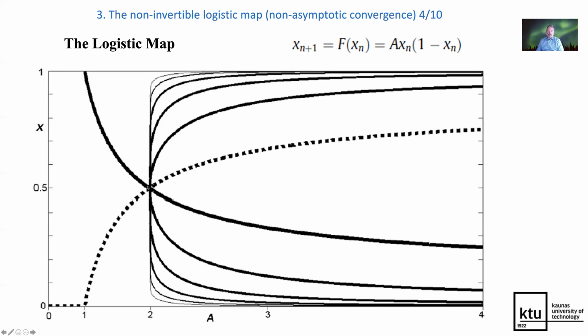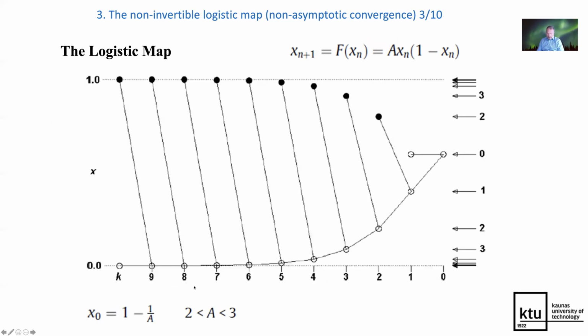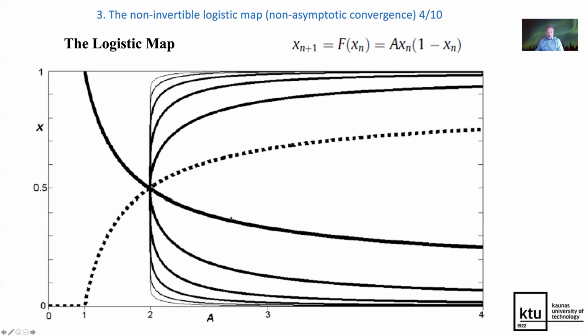When the first pre-image intersects the stable line, this is the moment when we have the bifurcation. It's the homoclinic bifurcation, and the infinite number of pre-images is generated right after that bifurcation. So the thickness of the line denotes the number of the pre-image.